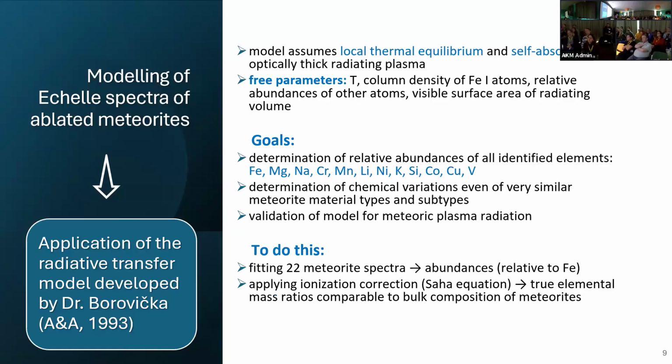So to achieve this, we fitted all 22 meteorite spectra with this model. We determined elemental abundances relative to iron, and then we applied ionization correction using this equation. This is very important to convert them to true elemental mass ratios that can be then directly compared with the real bulk composition published in the literature.